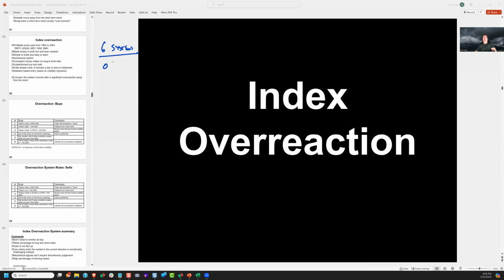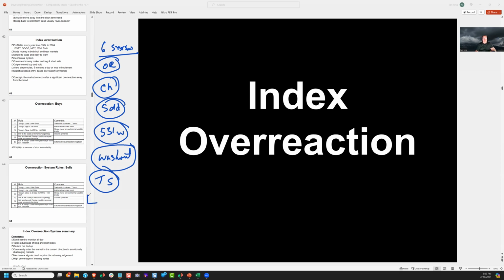All right, so the 6 systems. The first one is overreaction. The second one is channeling. The third one is 5 days down. Then there's 551W. There is the washout. And there is the triple screen.